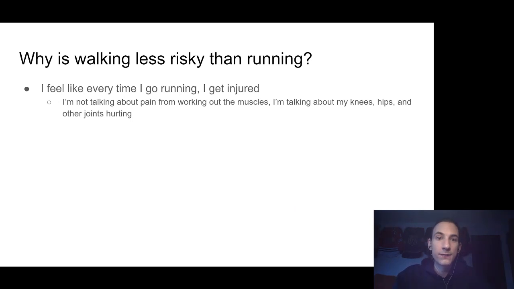And then a few other things about walking. I feel like every time I go running, I don't get badly injured, but I feel like I am in pain. Every time I run, I come back and my knees hurt, my hips hurt, my other joints hurt. So why does that happen? How can we explain why walking hurts a lot less than running? I could walk all day and it doesn't hurt as much, but when I run, it definitely hurts. So why is that the case?